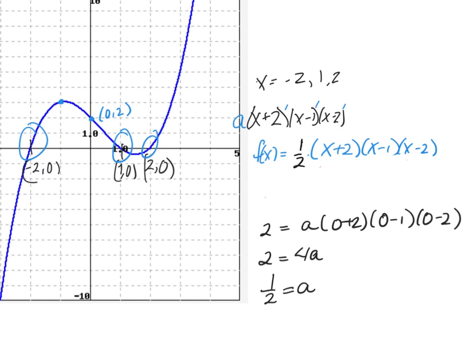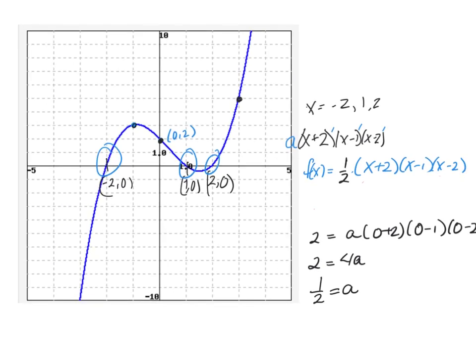Yeah, so I can use any ordered pair that I can easily see, like this ordered pair. I can use this ordered pair. I can use this ordered pair. I could use this ordered pair if it looks like it's probably on the graph. What you can't use is the intercepts, because you'll get 0 equals 0, which is a true statement, but it's not going to help you. That's the step I forgot, was how to find the leading coefficient, the a.